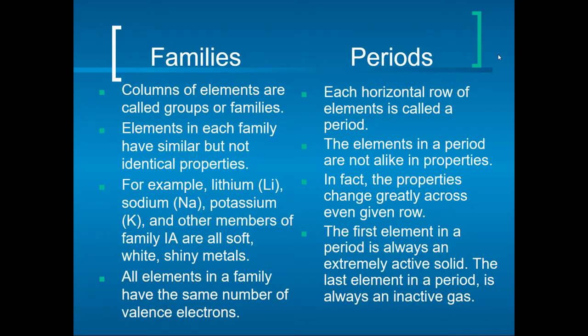Periods. Each horizontal row of the periodic table is called a period. The elements in a period are not alike in properties. In fact, the properties change greatly going across the period. The first element in the period is always an extremely reactive solid. The last element in the period is always an inactive, extremely unreactive gas.